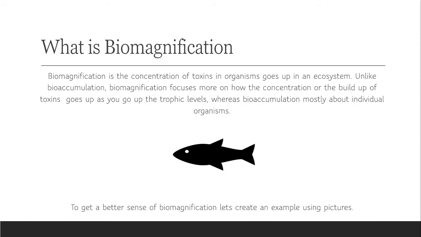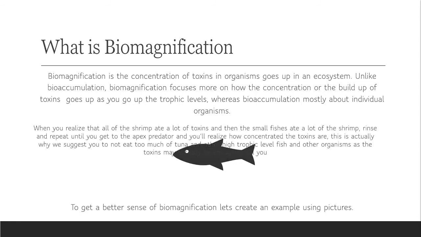And the reason why this is happening is because, as we said earlier, each time you go up an energy level, the amount of food that each organism needs is 10 times that of the last level, because the energy is only storing about 10% of what it could. And so, when you realize that all of those shrimp ate a lot of toxins, and then the small fish ate a lot of those shrimp, and then you rinse and repeat until you get to the apex predator or the final trophic level, you realize how concentrated the toxins are.